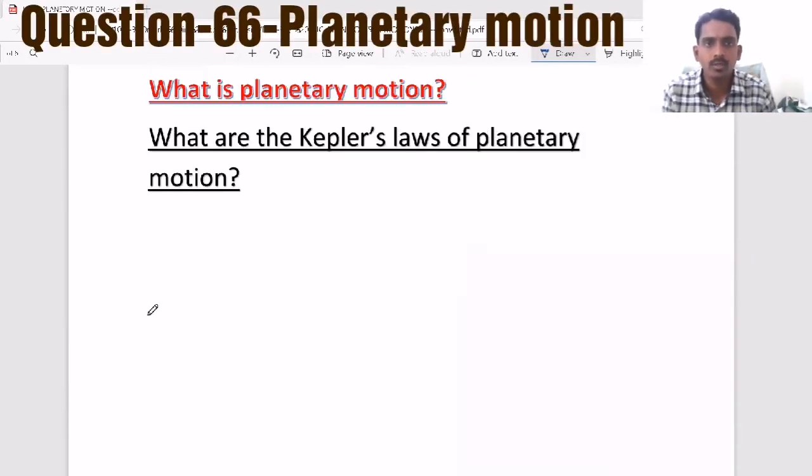Today we are going to study question number 66. That is all about planetary motion. So the very first thing we have to understand is what Kepler's laws of planetary motion are. There are three Kepler laws.